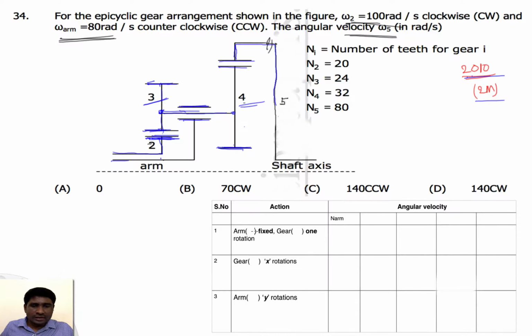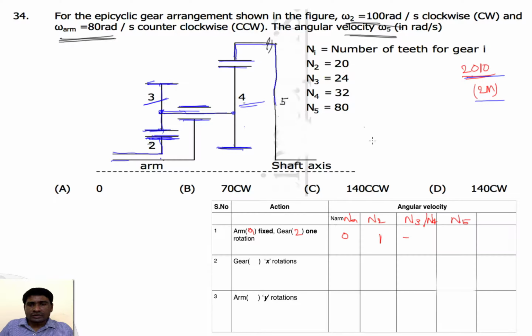In this table, first we'll consider arm A, and then gear 2. Gear 2 is making one revolution. Then this is NA, this is N2, N3 or N4, because these two are the same, rotating at the same angular velocity, and this is N5. So this is 1, and what is the value of this one? Minus T2 by T3.